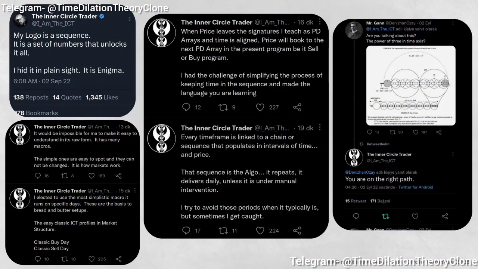Just at that moment, ICT came up with his interesting tweets back in late 2022, where he talked about his logo, that he hid in plain sight, and came up with tweets that explain the macros of the algorithm. And since I had been working on the time axis, these tweets were a goldmine for me. I believed that it was finally the time to know the unknown, and everything started to click for me in terms of understanding the time axis in the financial markets.